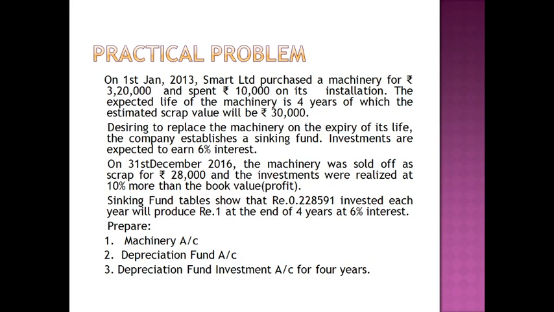Sinking fund table shows that rupees 0.228591 invested each year will produce rupee 1 at the end of the 4 years at 6% interest. Prepare machinery account, depreciation fund account, and third, depreciation fund investment account for a period of 4 years.